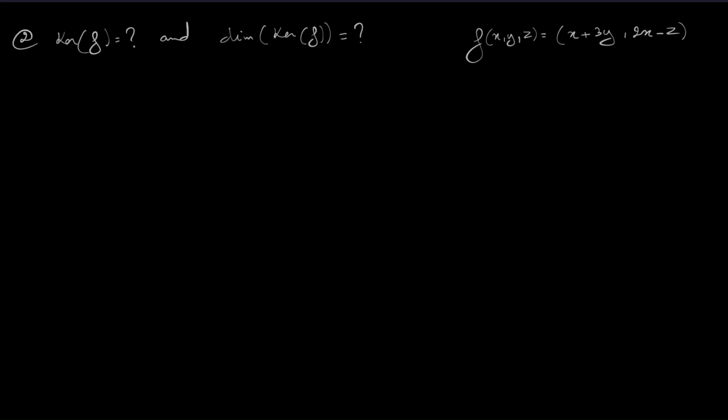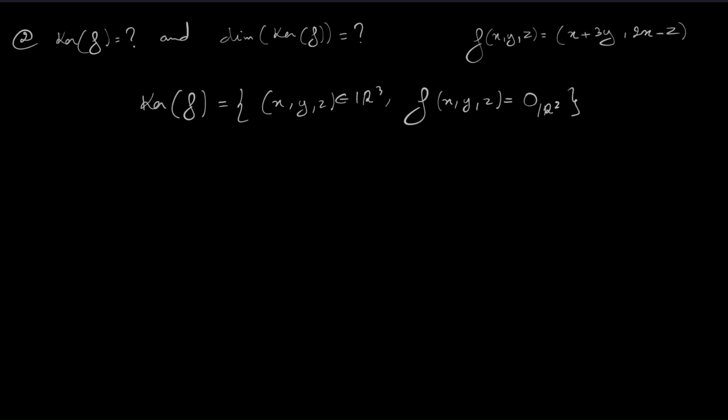Let's move to question number 2. We need to find the kernel of f and its dimension. As a brief reminder, the kernel of f is the set of all vectors in the starting space that map to the zero vector of the arrival space. We can write: the kernel of f is equal to the vectors (x, y, z) such that the image of this vector is the zero vector.